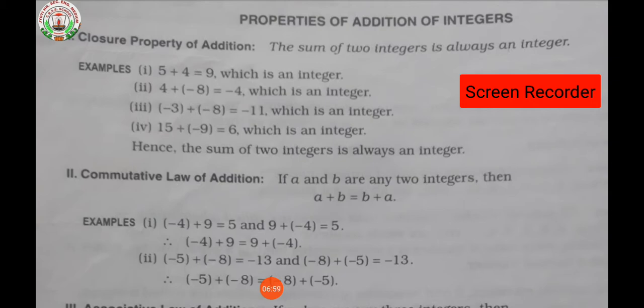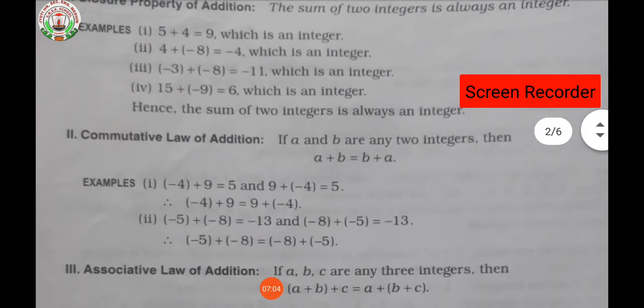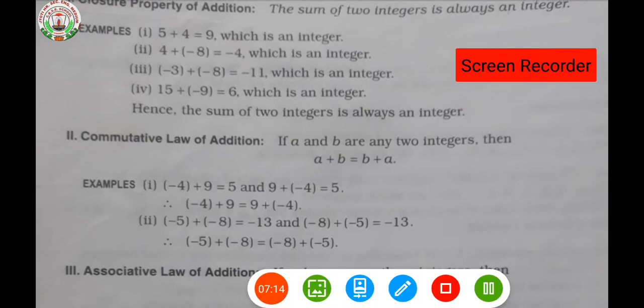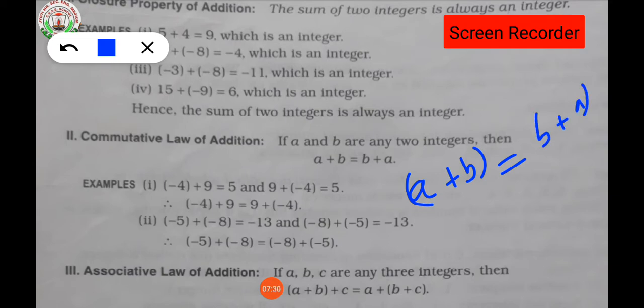Understood everyone? Now the next property we have is the commutative law of addition. If a and b are any two integers, then the commutative property states that, suppose a is an integer and b is also an integer, and vice versa, when we change their position, b is also an integer and a is also an integer. So this one is the commutative property.